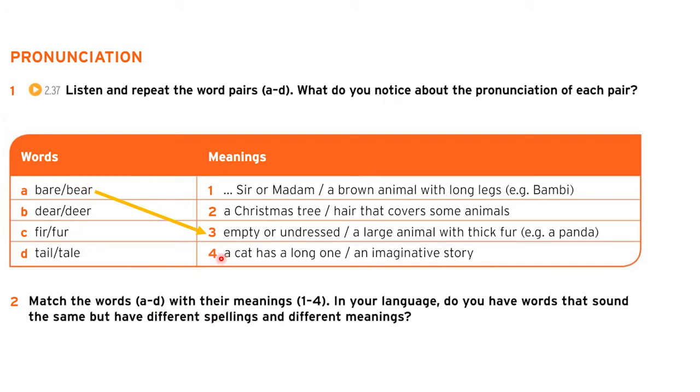And when you finish, please answer this question that says, do you have words that sound the same but have different spellings and different meanings in your language? For example, in Spanish, I can think of the word casa, that is house, the place where we live. But if we write it with Z instead of with S, we have caza, that means hunt. That is when you go and kill animals for sport.